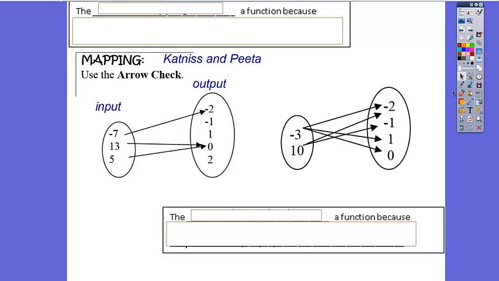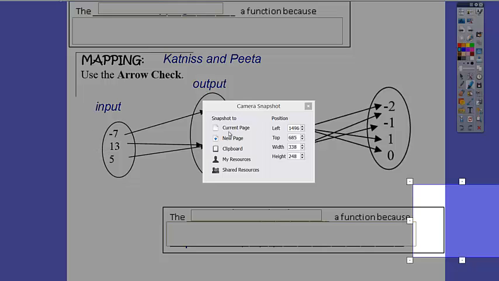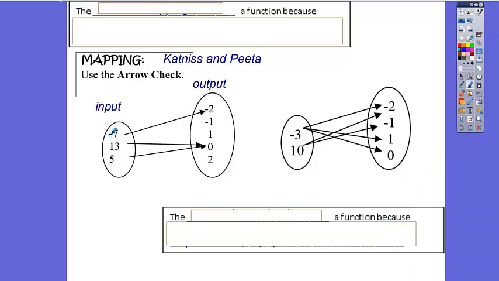So when I look at this, I see that -7 hits 2. Okay, cool. -13 hits 0. Okay, cool. 5 also hits 0. So I think back to Katniss and Peeta. -13 and 5 are different numbers. Katniss can hit the tree, and so can Peeta. I'm okay. So my first mapping diagram is a function.